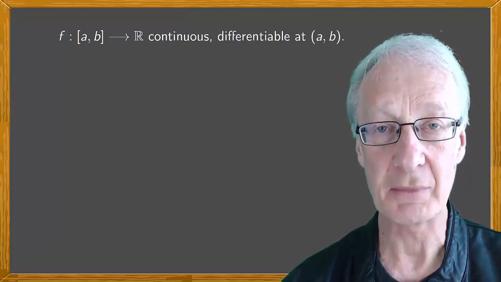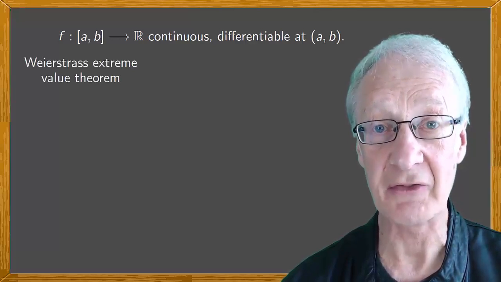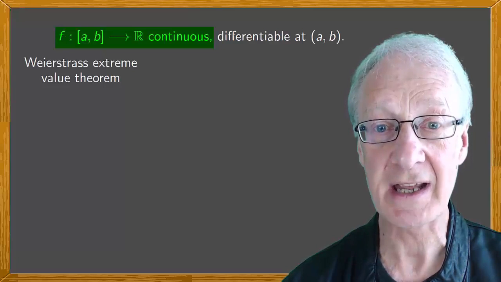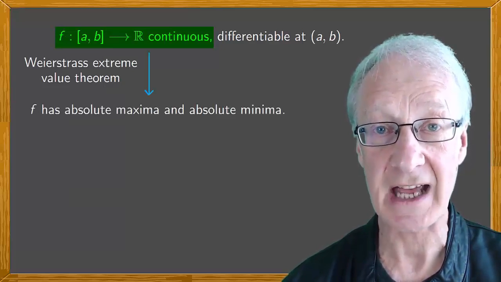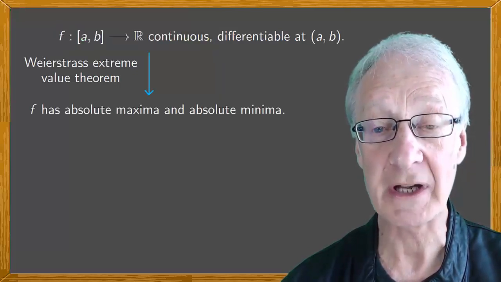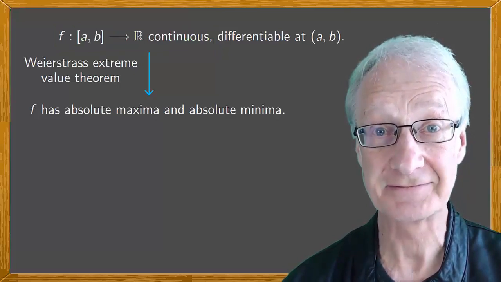The first thing to remember is a very important theorem, the Weierstrass extreme value theorem. This states that if a function is continuous and defined in a closed interval, then it has absolute maxima and absolute minima. So we already know that our problem will have solutions.